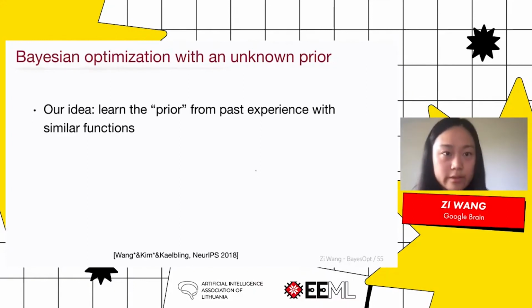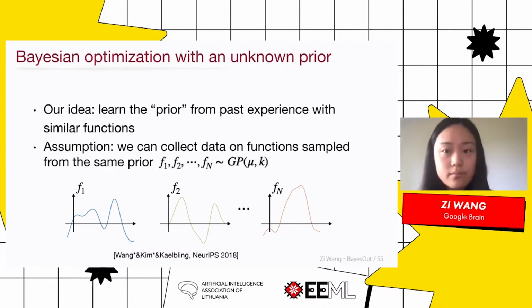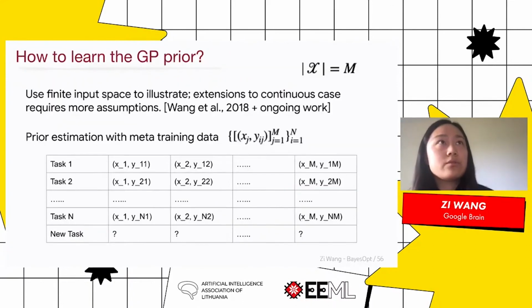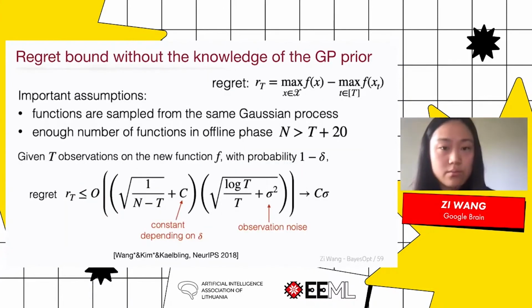There are some methods to try to alleviate this issue, and this is actually something I'm still working on. One potential solution could be to learn this prior from similar functions. Similar to estimating a Gaussian distribution, we can estimate a Gaussian process if we have enough examples, and in this case, examples mean function examples. There are a lot of different names for this, but I'm going to skip those. Eventually we can reach a regret bound which doesn't require that we know the prior. There's no assumption that this Gaussian process is known ahead of time.